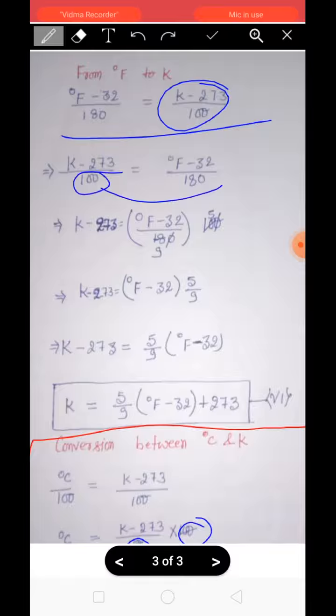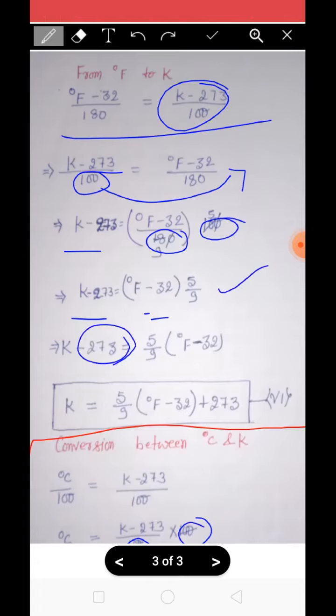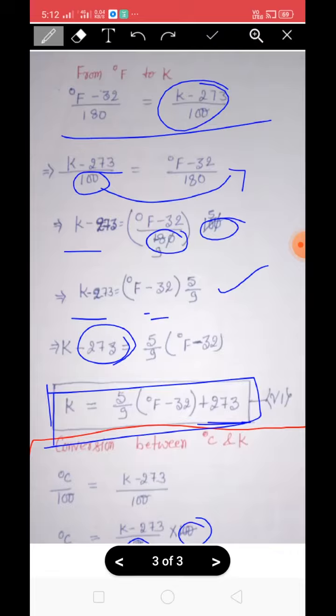This 100 will be transferred here. Then it will become K minus 273 is equal to degree Fahrenheit minus 32 divided by 180 into 100. Obviously, they will get cancelled out with each other, and the resultant will be 2 5s are 10, 2 9s are 18. Then the next step is K minus 273 is equal to Fahrenheit minus 32 into 5 by 9. Now we will pass this minus 273 to the other side of the equation, so it will become plus 273, and this way this equation is derived. So this is all about interconversion between the scales.